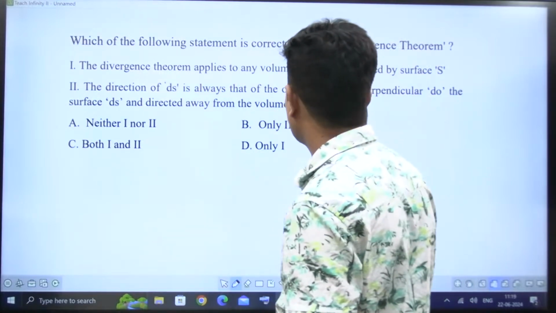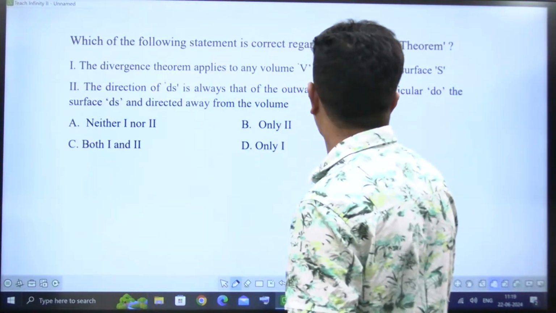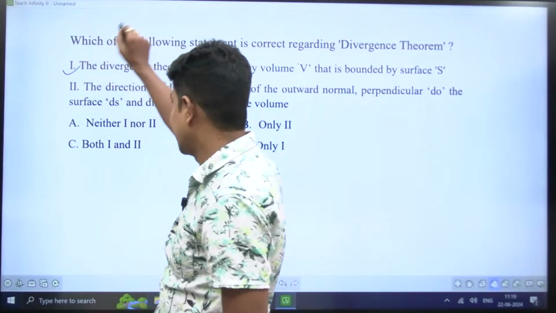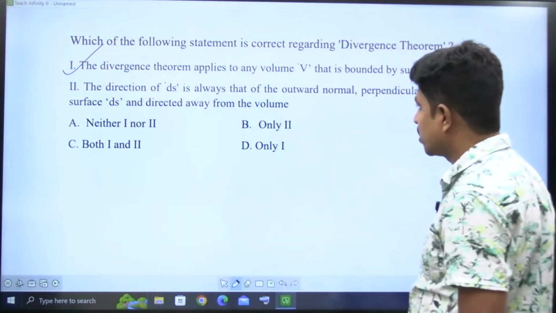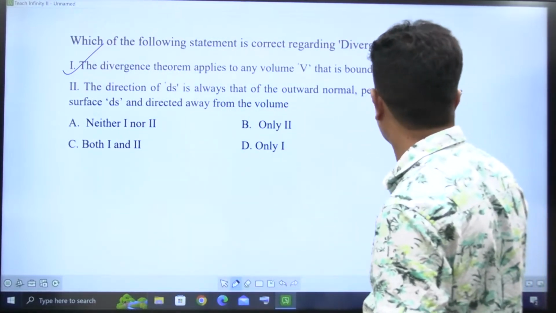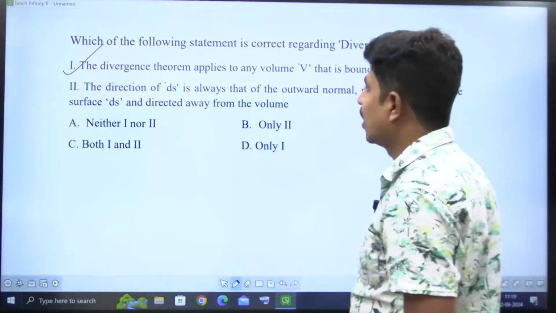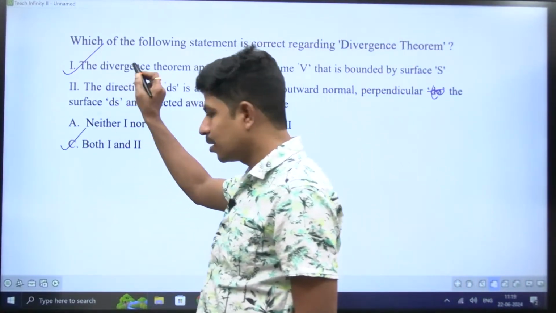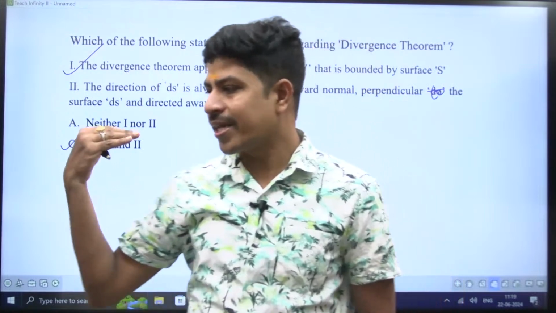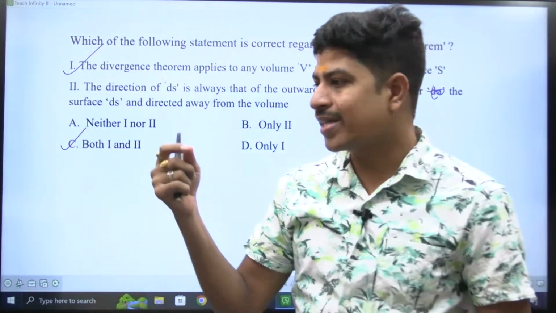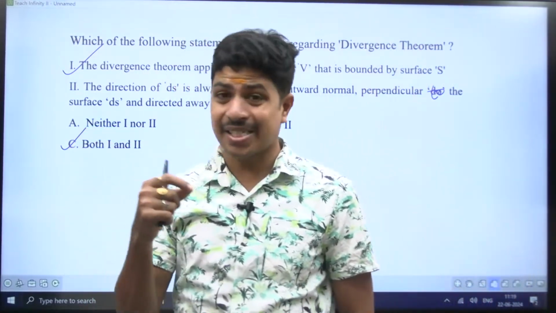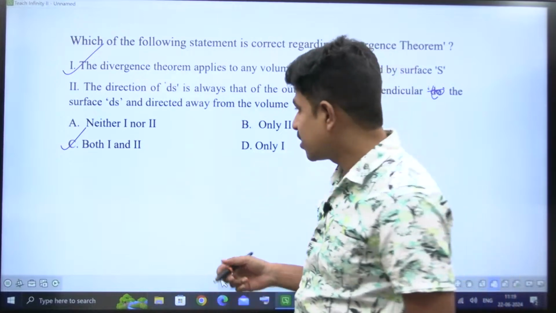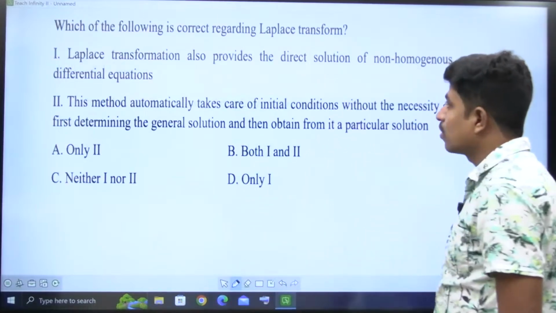Divergence theorem applies to any volume that is bounded by a surface. Yes, this is correct. The direction of ds is always that of the outward normal, perpendicular to the surface ds and directed away from the volume. Both 1 and 2 are correct. There is not much explanation for this one because those two are direct statements, please. Okay. Yes, from divergence theorem. Let's go to the next question.